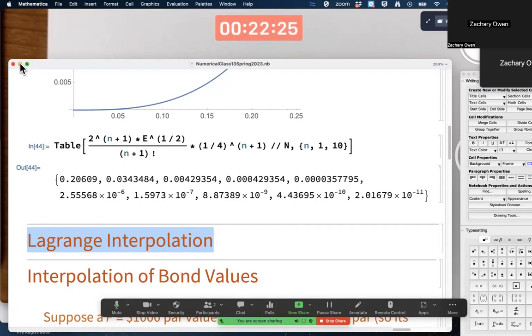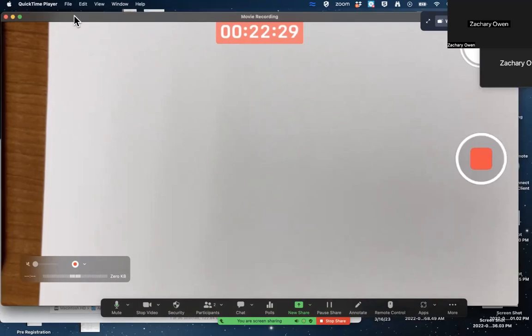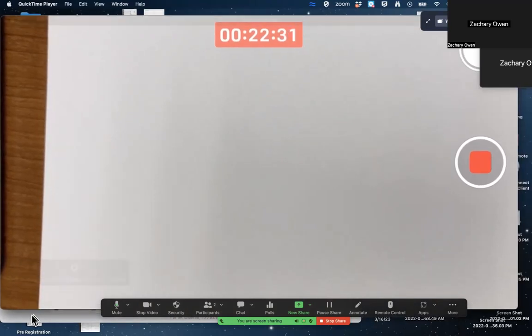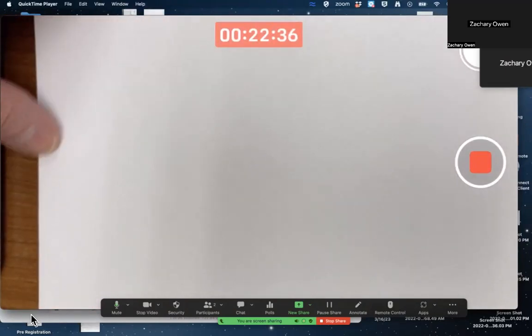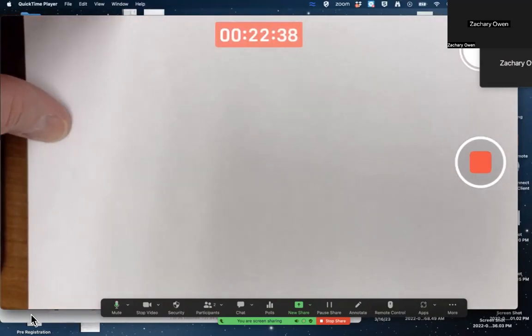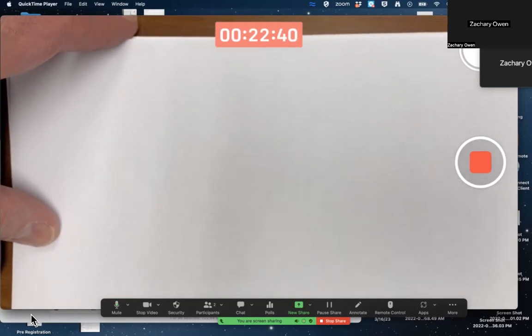So what is Lagrange interpolation? Well, I'm not going to tell you right away here the exact formula for Lagrange interpolation. If you did the reading, you know about it anyway. It is kind of complicated looking in the reading, but when we do particular examples, it's not too bad.